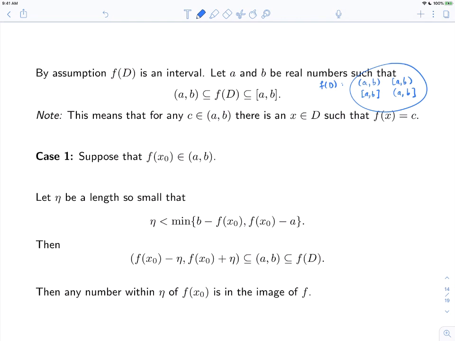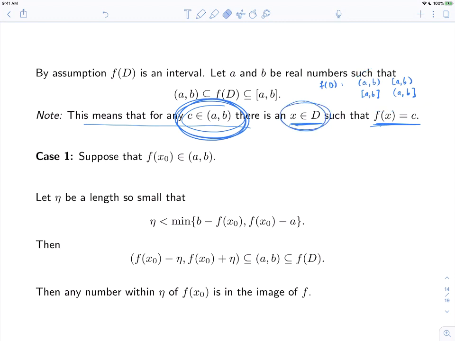All right, this is important. This means that for any c in between a and b, there is necessarily an x in D such that f of x is equal to c. That's what it means for the image to be this interval. It means that for any point inside the interval, there is necessarily an x in the domain such that f of x is equal to c.